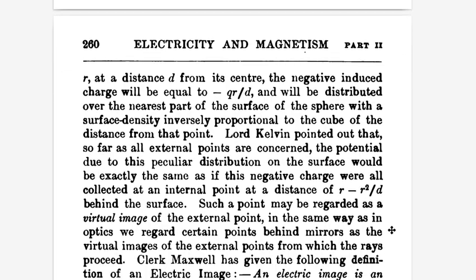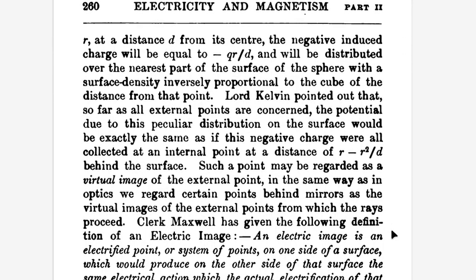Lord Kelvin pointed out that, so far as all external points are concerned, the potential due to this peculiar distribution on the surface would be exactly the same as if this negative charge were all collected at an internal point at a distance of r minus r squared over d behind the surface. Such a point may be regarded as a virtual image of the external point, in the same way as in optics we regard certain points behind mirrors as the virtual images of the external points from which the rays proceed.